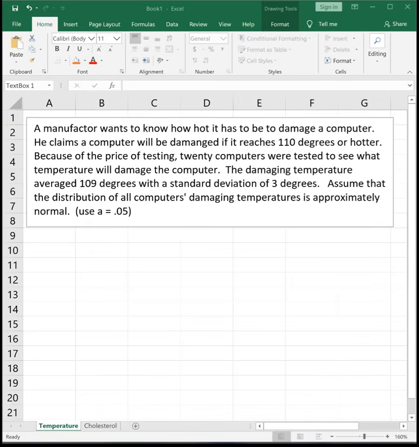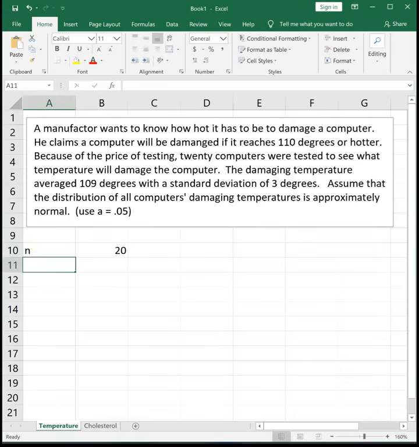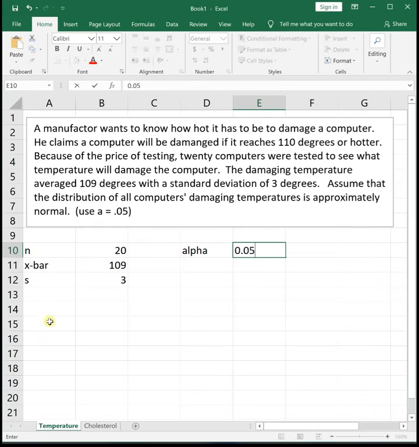The damaging temperature averaged 109 degrees with a standard deviation of 3 degrees. Assume that the distribution of all computers' damaging temperatures is approximately normal. We want to use alpha equals 0.05. All right, so let's write down what we know. We know that 20 computers were tested, so n equals 20. We know that the average damaging temperature x bar was 109, and the standard deviation was 3. And then our alpha is 0.05.